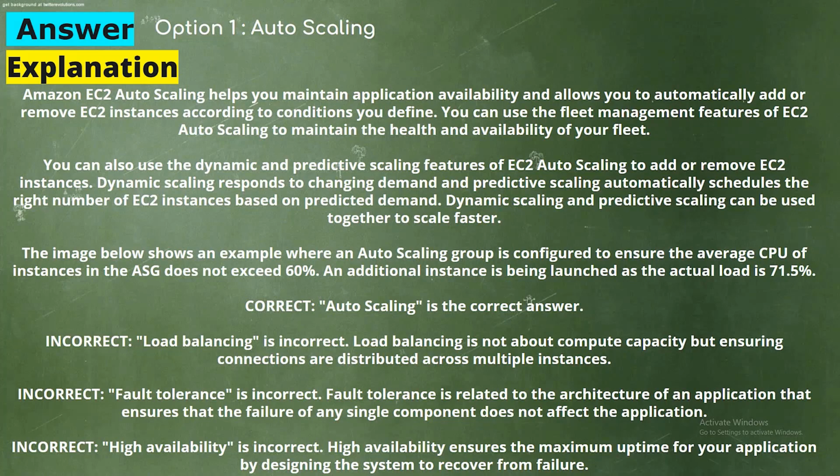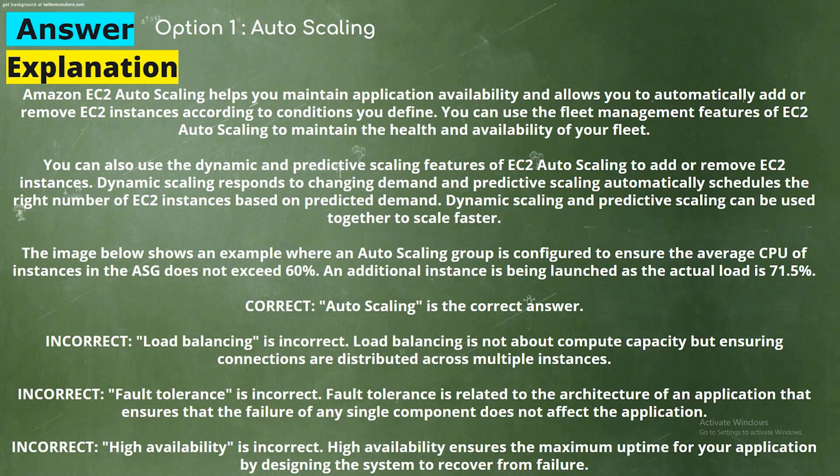Dynamic scaling responds to changing demand, and predictive scaling automatically schedules the right number of EC2 instances based on predicted demand. Dynamic scaling and predictive scaling can be used together to scale faster. The image below shows an example where an auto-scaling group is configured to ensure the average CPU of instances in the ASG does not exceed 60%. An additional instance is being launched as the actual load is 71.5%. Correct, auto-scaling is the correct answer.